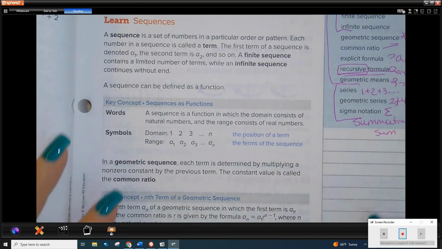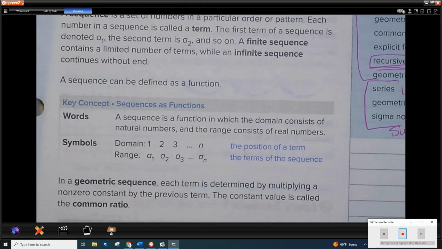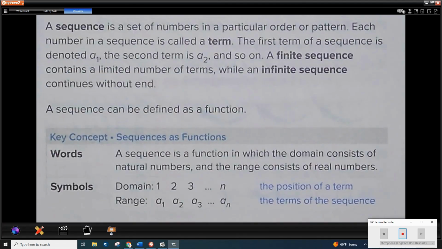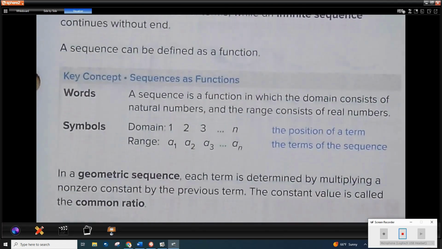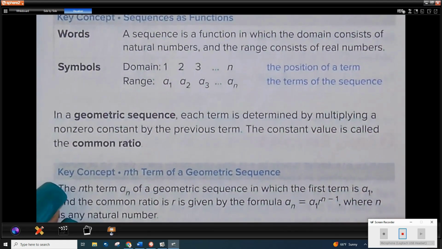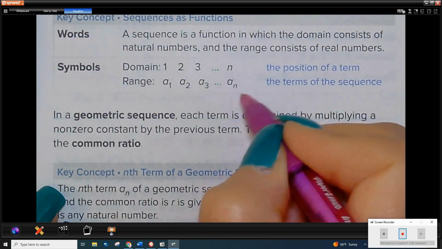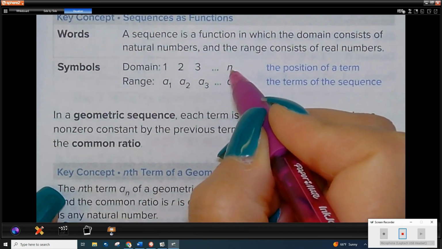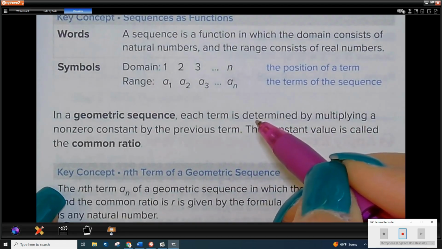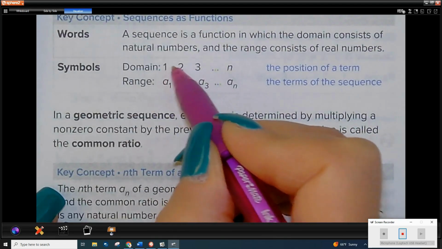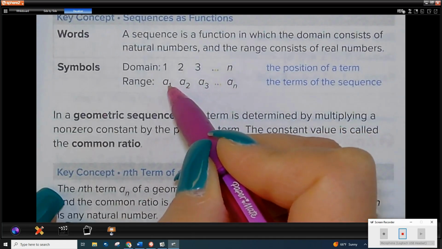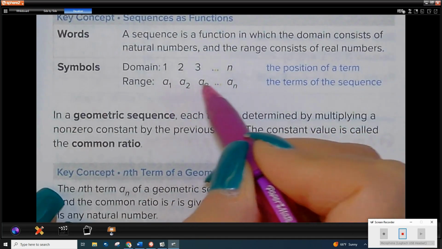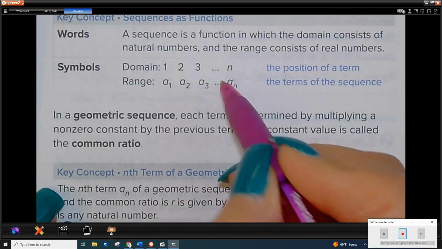The important part here is A1, A2, A3. Typically, like I said, we say AN. That's the nth term, okay? Domain is 1, 2, 3, all the way to how many terms we have, and the range, thought of as the y, are the actual values in the sequence.